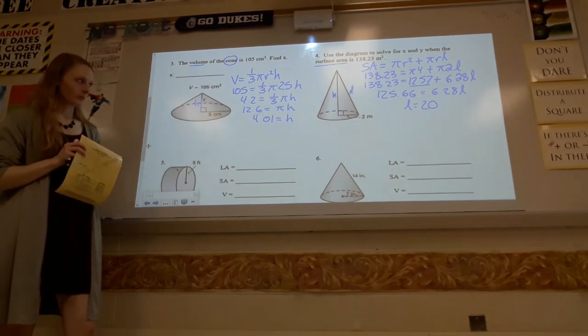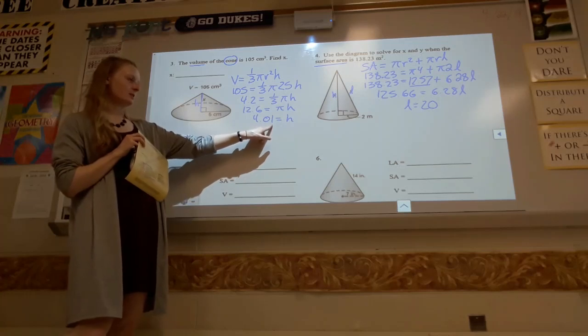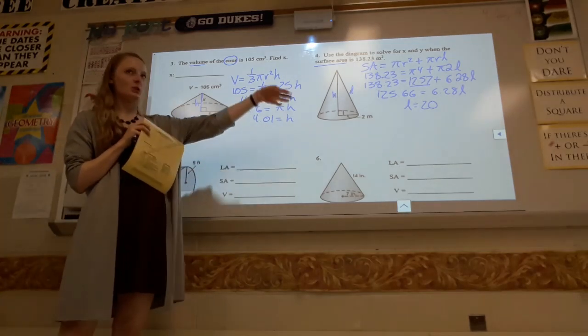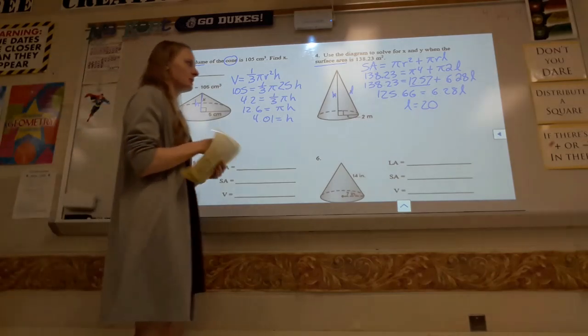No, on the other question. Oh, no, this one's close enough because it has the second decimal. But this one has 2 zeros before it keeps going. So we're just going to call it 20 for now. Plus, it's going to make it easier to solve for H.